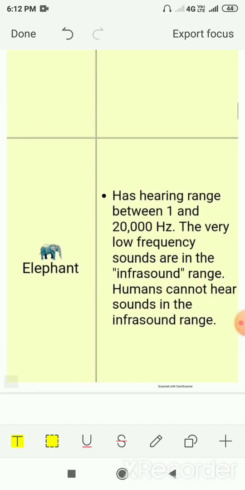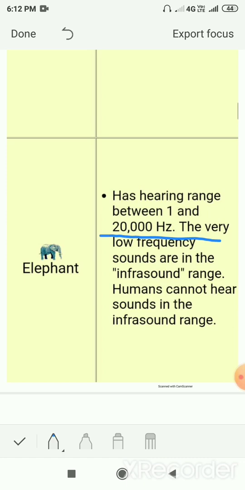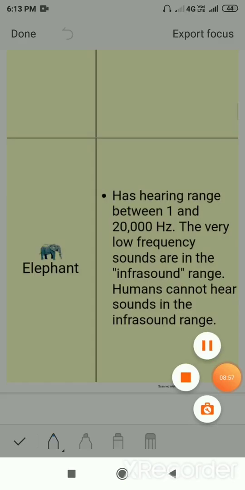The first animal is the elephant. An elephant has a hearing range between 1 and 20 kilohertz. Very low frequency sounds are in the infrasound range. Humans cannot hear sounds in this infrasound range, but the elephant can. So elephants can hear the faintest sounds, even if you whisper very softly.